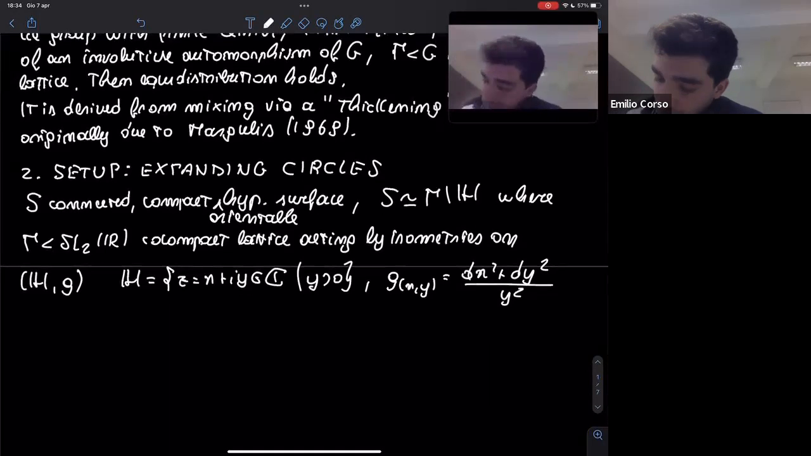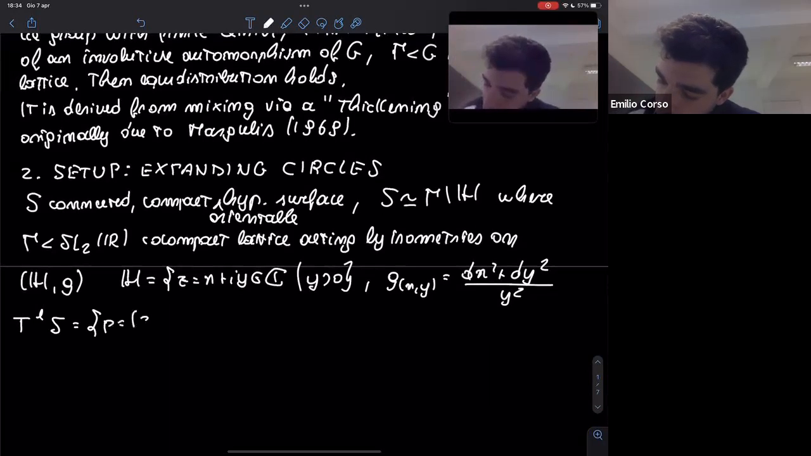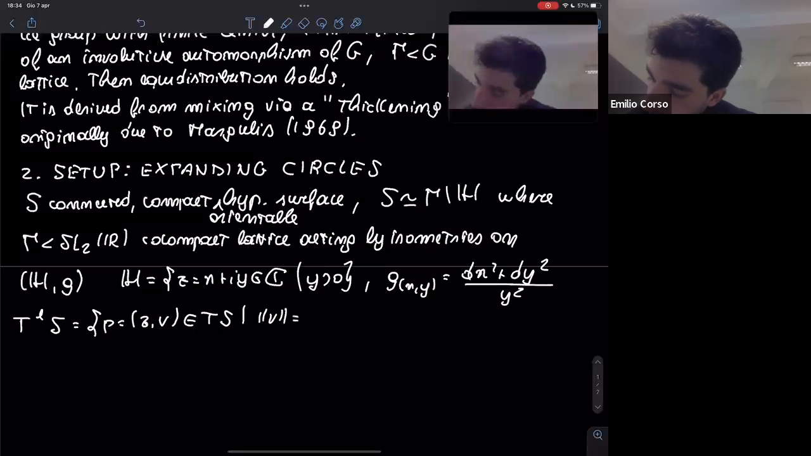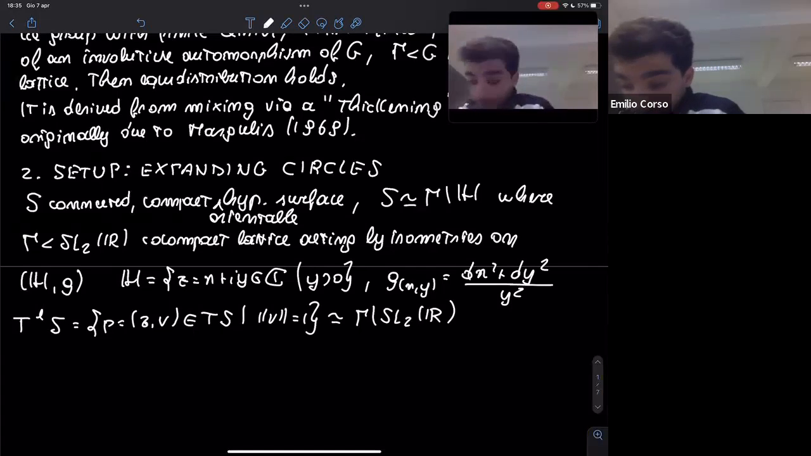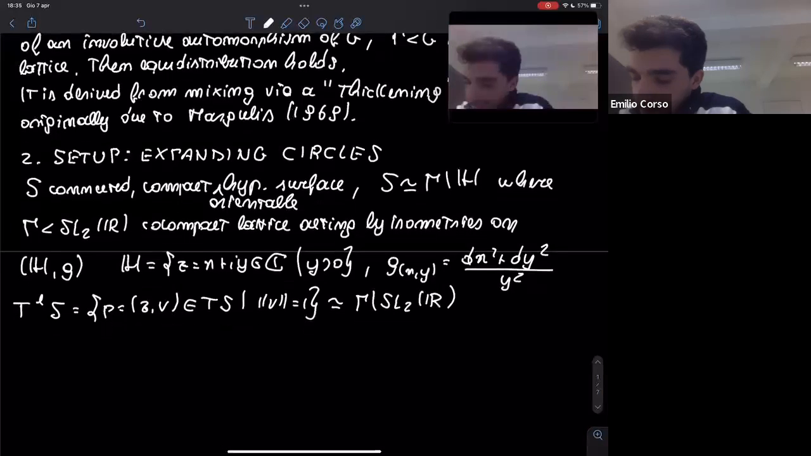Now, under this identification, we can identify also the unit tangent bundle of S, which is the set of unit tangent vectors, so the set of elements in the tangent bundle of norm 1. Well, it becomes identified with the homogeneous space gamma mod SL2R, as the unit tangent bundle of the hyperbolic plane itself is identified with PSL2R, but I don't want to deal with PSL2R. I directly choose SL2R for simplicity.